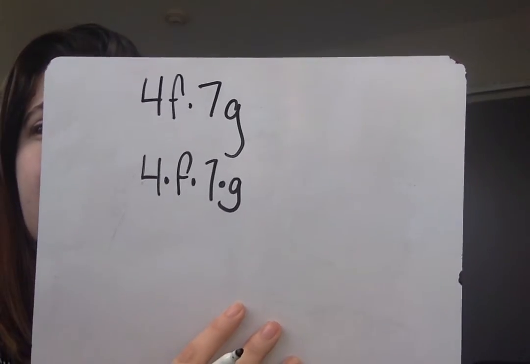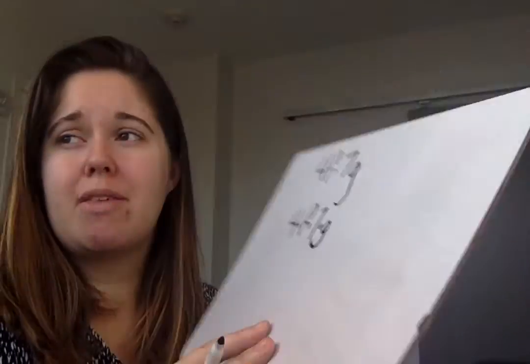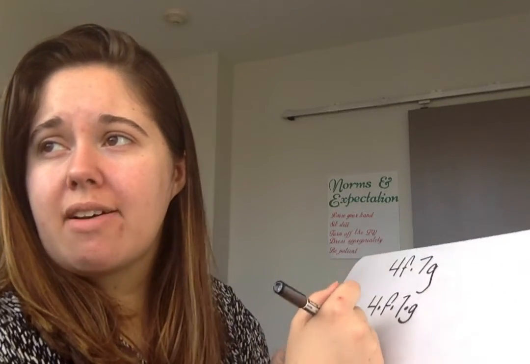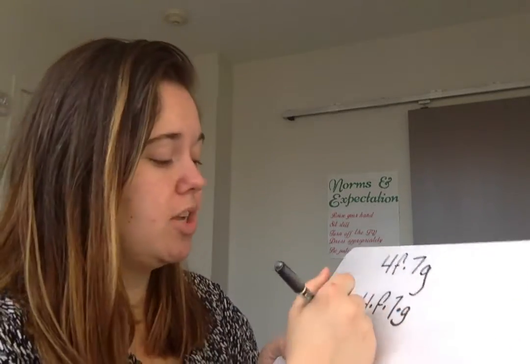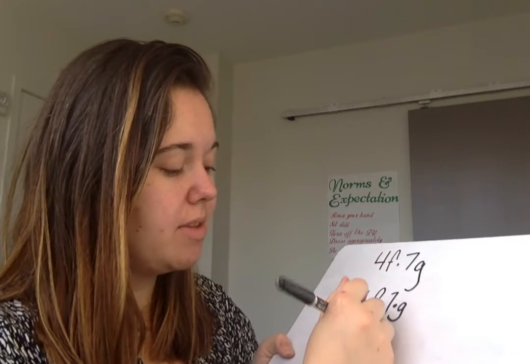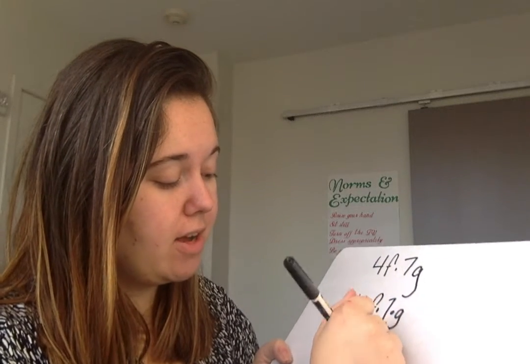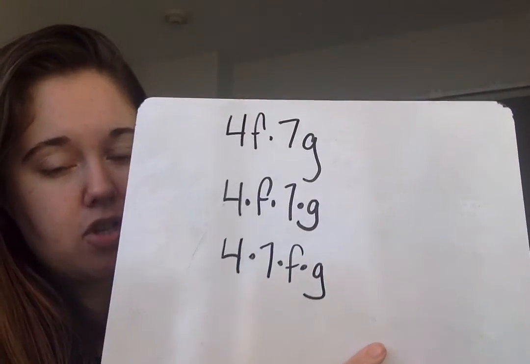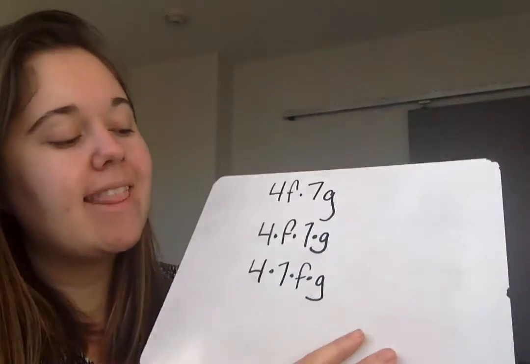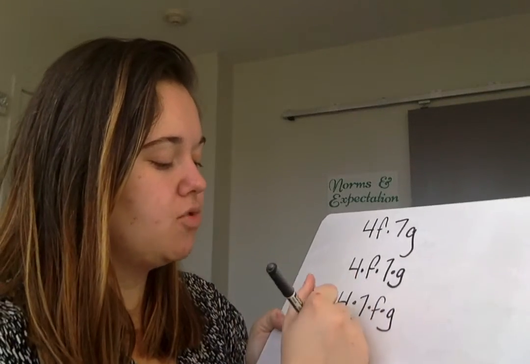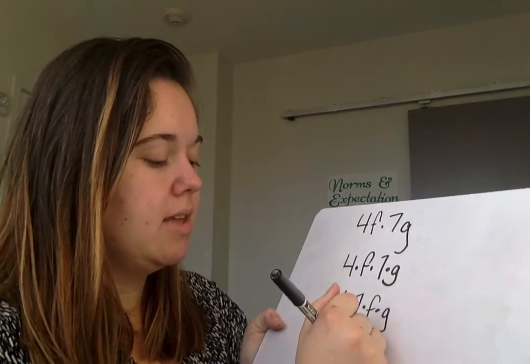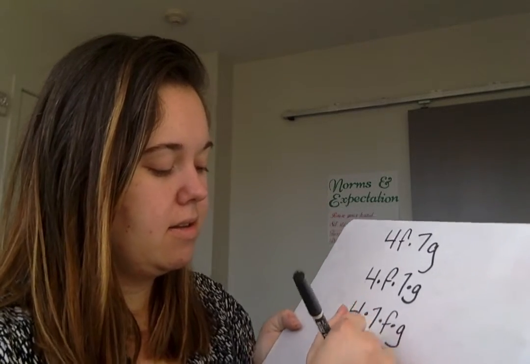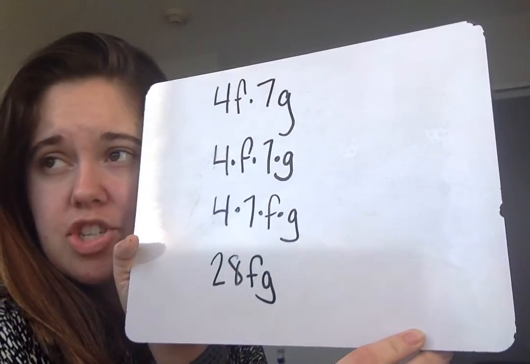Now, we can multiply the numbers and then multiply the variables. So we can say, okay, 4 times 7 times f times g. Let's rewrite it using the commutative property of multiplication. 4 times 7 times f times g. And then we can multiply it out. So 4 times 7 is 28 times f times g, which we just write like that, 28fg.